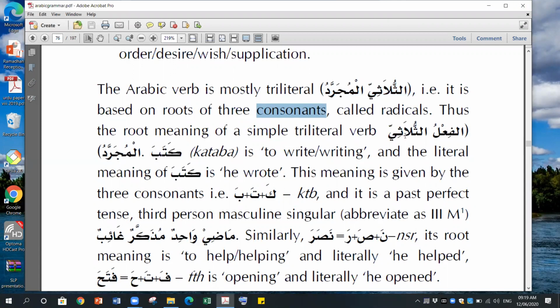Anyhow, al-fi'lu thulasi means any verb which is formed out of three letters. The example is kataba. There are three letters, and it means he wrote. Like kataba, to write. The literal meaning of kataba is he wrote, because this becomes fi'lul madi.